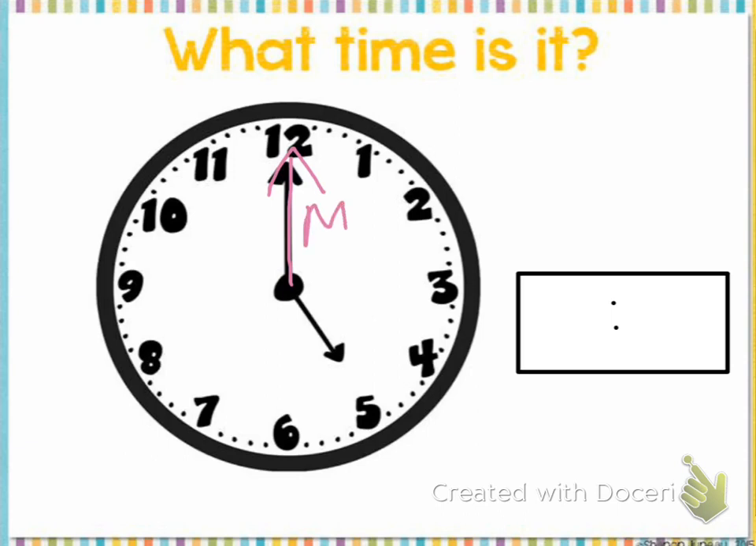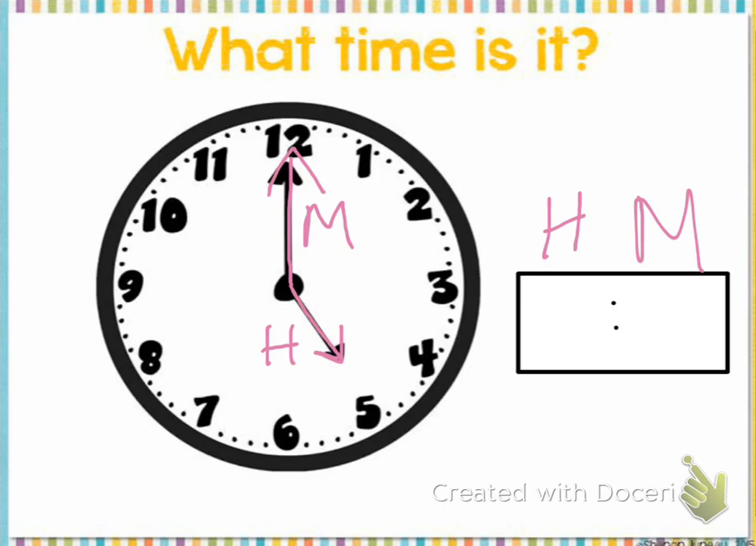I'm going to put an M for minutes right here. And then this short piece tells us the hours. I'll put an H for hours right here. Now, we have to show this as a digital time, which we're going to put right here. And on the digital time, the hours go first and the minutes are last.